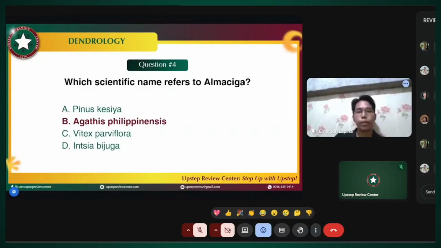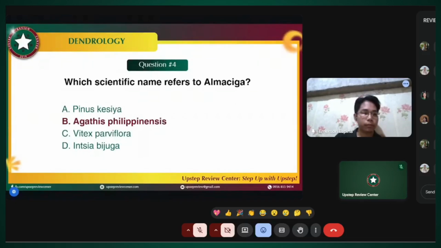So for this one, we have to remember to think of the cone. Again, Almaciga is a popular example of a gymnosperm, common name Almaciga, scientific name Agathis philippinensis. An important note to highlight: students often confuse the Almaciga species with the Benguet pine because both are gymnosperms. So learn to analyze the key differences that you can remember.